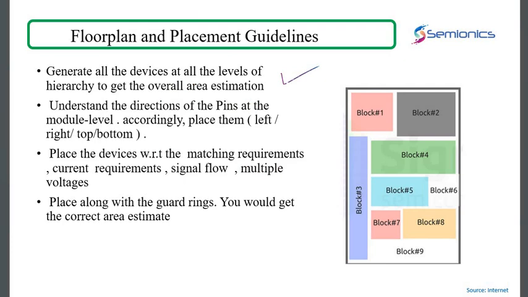Now, understand the directions of the pins at the module level. According to that, place them on the left, right. Now say, assume that module number 5 is the one you have been assigned. And there is some module talking happening over here. From this one there are some signals, from there are some signals, and there is some talking happening over here.